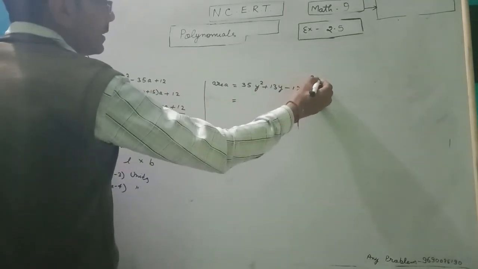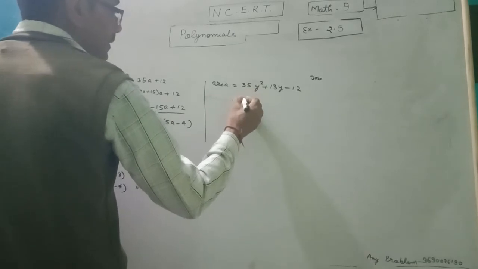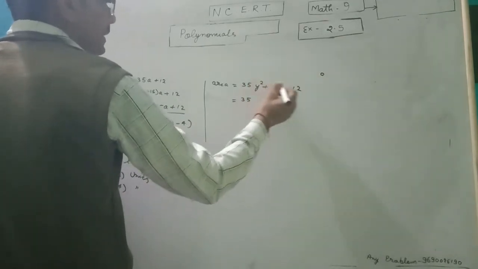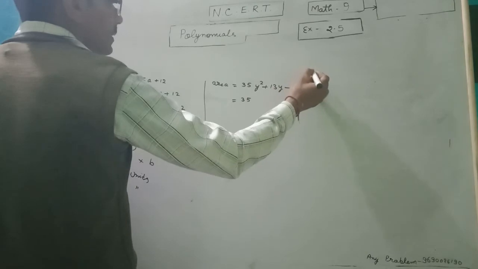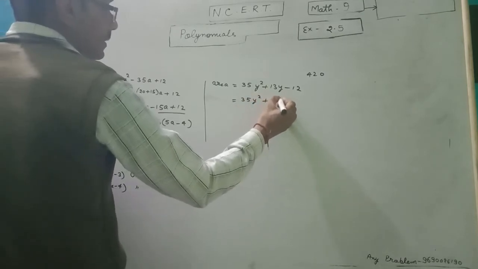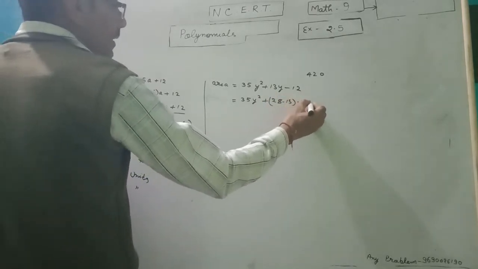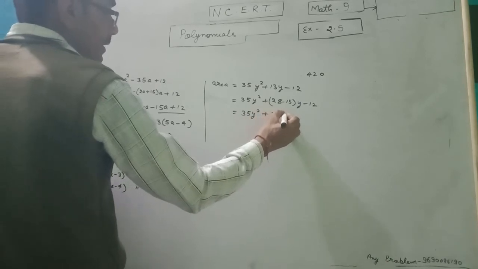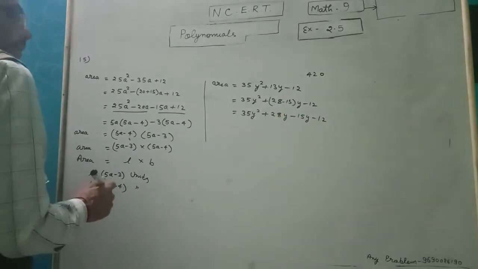Multiply by 300. The factors are 12 times 5 is 60, 12 times 3 is 36. 420 factors will be 28 and -15. So 35y² + 28y - 15y - 12. Multiply by y in bracket.